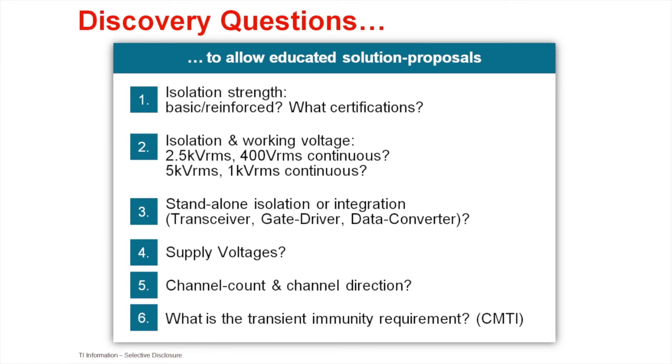What are the supply voltages that you're using? If you are using just a digital isolator, how many total channels of isolation do you need, and in what direction do they need to be going? And lastly, what is the transient immunity requirement, or the CMTI?